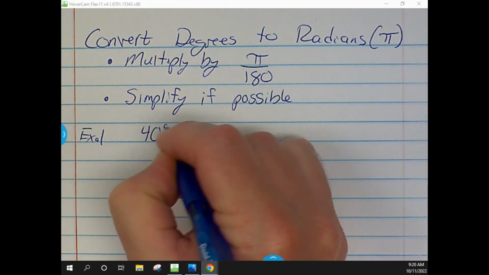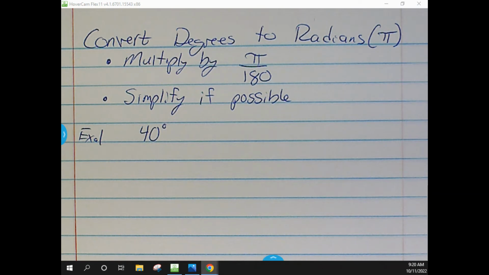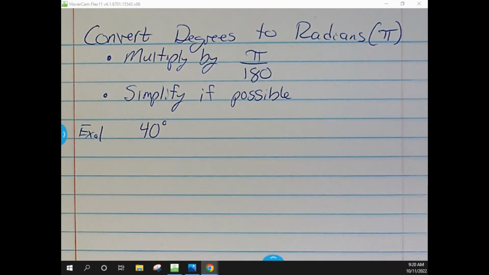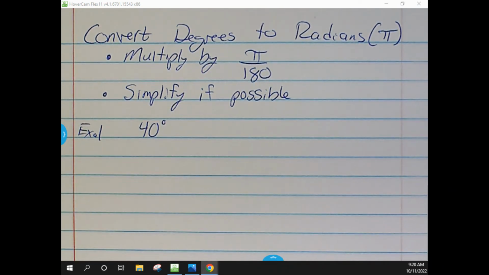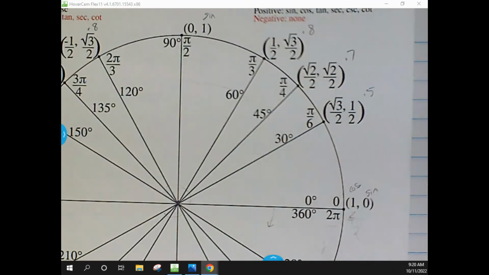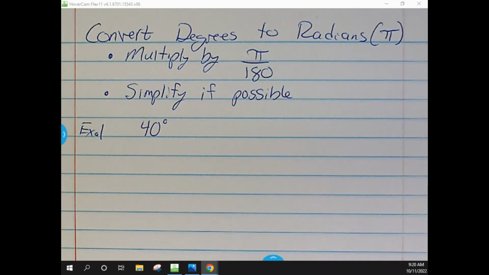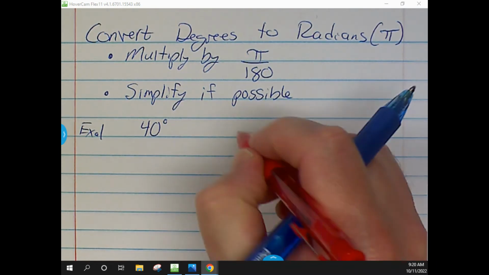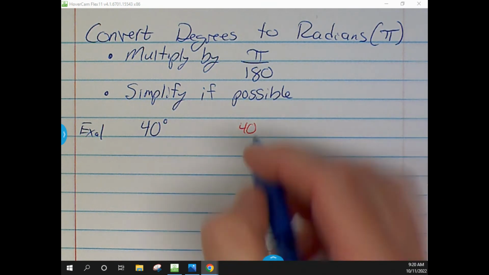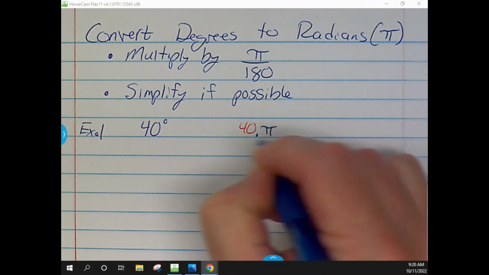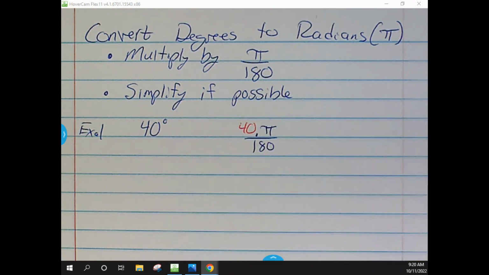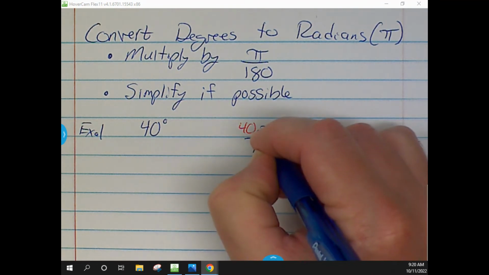All right, so let's give you a number that's not on the unit circle: 40 degrees. I'm going to ask you to convert this, and you're going to go, but that's not on the unit circle. Exactly, which means you've got to use your formula for this part. All you're going to do is take the 40 degrees that you have and multiply it by pi over 180. That's a terrible multiplication symbol there.